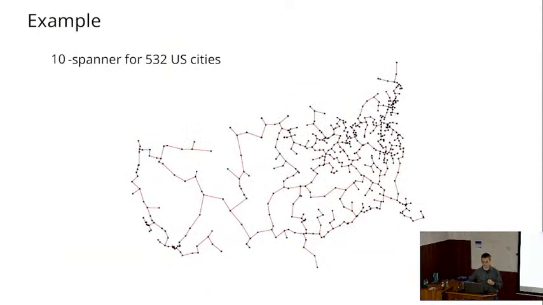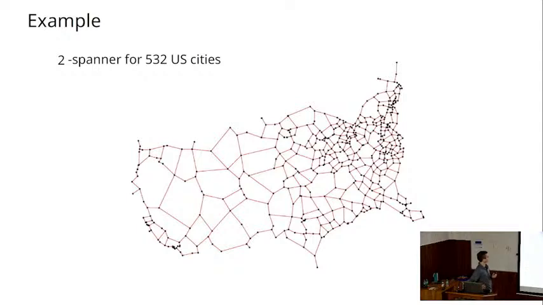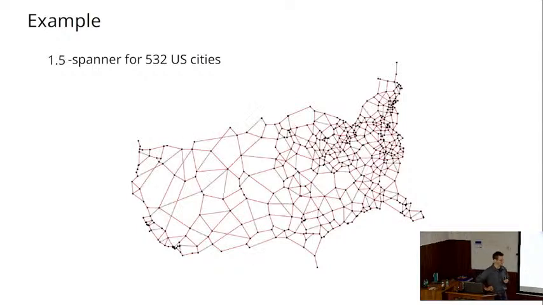And just some more pictures of spanners, so you can imagine how the detour could be roughly 10 here between two cities in the US, and then if you decrease t, you will need more edges. So this is a plane 1.5-spanner.